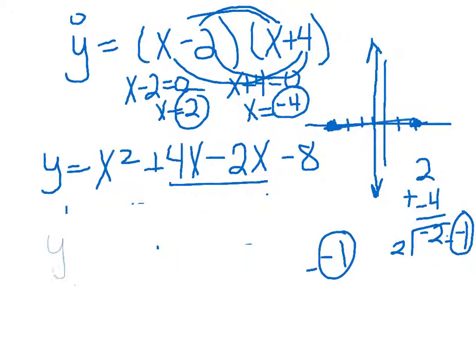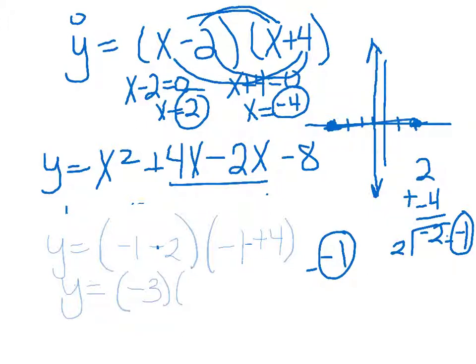And say y equals negative 1 minus 2 times negative 1 plus 4. So y equals negative 3 times positive 3, and that would be negative 9. So my vertex is way down here at negative 9.